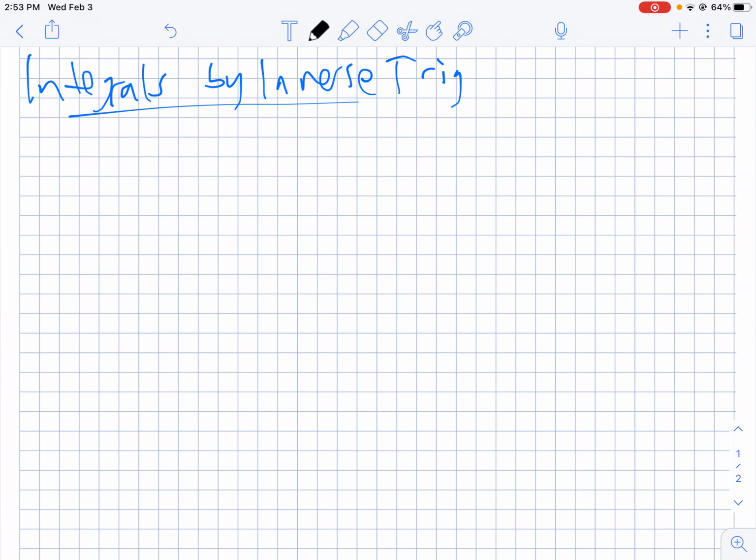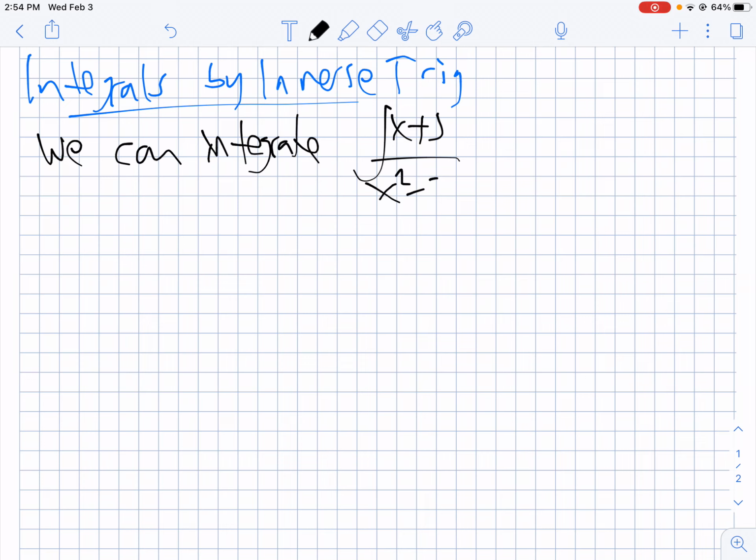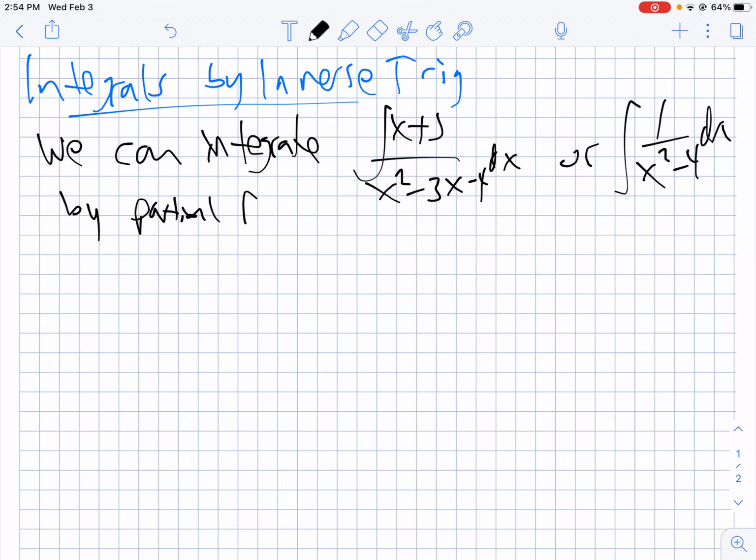So in this video, we're going to talk about integration by inverse trig. And then the second part of this is going to be trying to answer this question. Like, we can integrate fractions that look like this. So say you have x plus 5 over x squared minus 3x minus 4. Or we can integrate 1 over x squared minus 4. And we can do those by using the strategy of partial fractions, which we learned about last week.